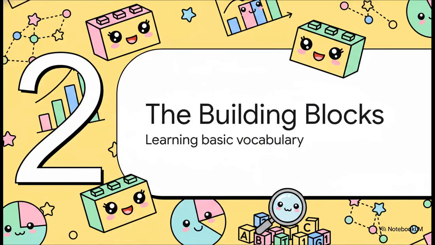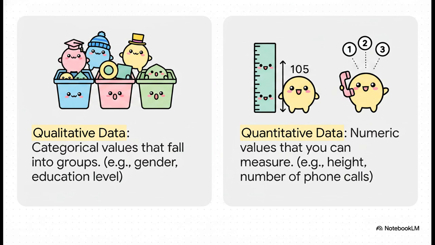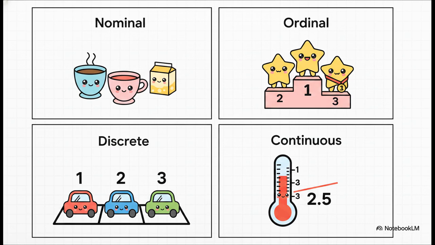So to work with data, we first need to understand what it's made of. It's kind of like learning the alphabet before you can read. We've got to learn the basic vocabulary. At the very top, pretty much all data falls into 2 main buckets. You've got qualitative data, which is all about qualities and categories, things like eye color or your gender. And then there's quantitative data, which is all about numbers you can actually measure, like your heights or how many calls you made yesterday. A simple way to think about it is one describes what kind, the other describes how much.